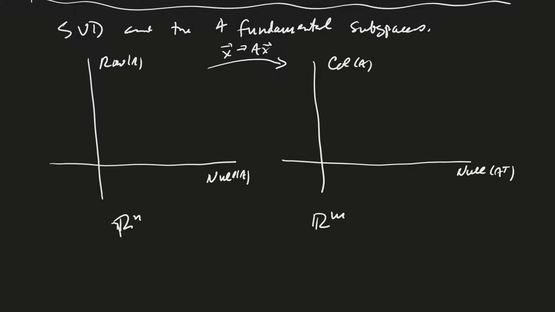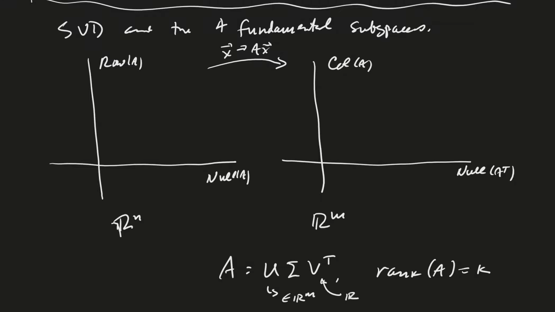Good. Now A is U sigma V transpose, right? And so if the rank of A is equal to k, that means the dimension of the column space and the dimension of the row space are both k, right? Good. Now remember that the columns of U are in Rm, and the columns of V are in Rn, right? So the V's are over here and the U's are over here.